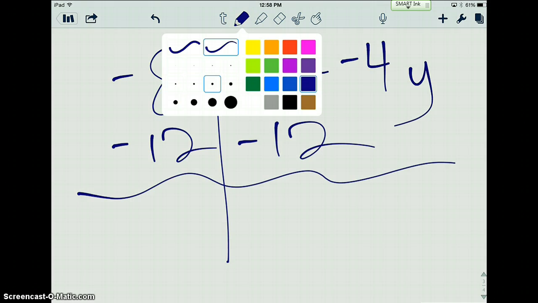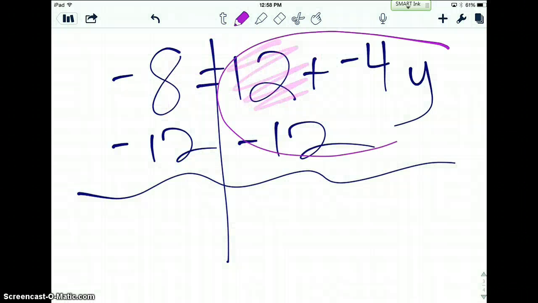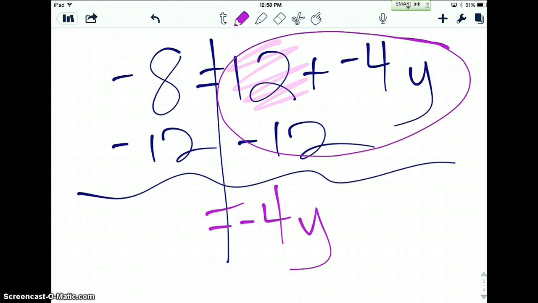So now the easier part, if I start on the right and simplify that, 12 minus 12 is 0, so I'm just left with -4y. And then on the left side, -8 minus 12, go ahead and say it if you think you know what it is. I think you're probably right, but it is -20.